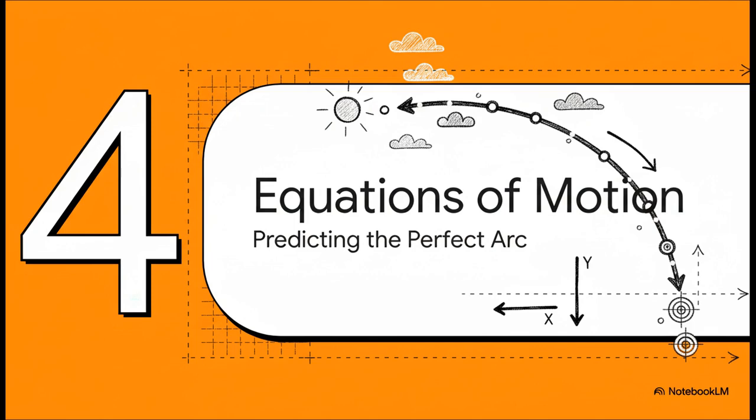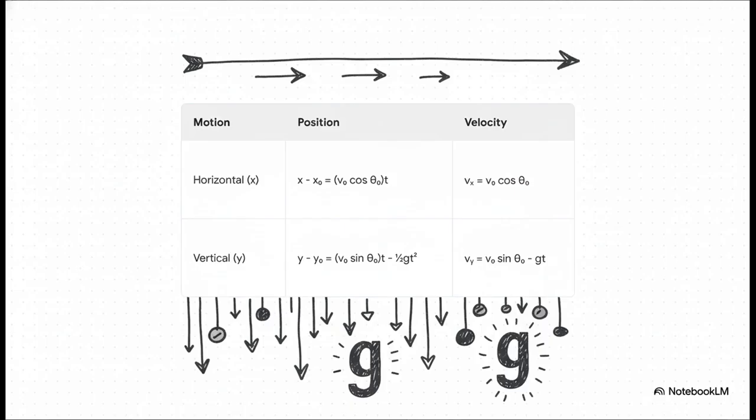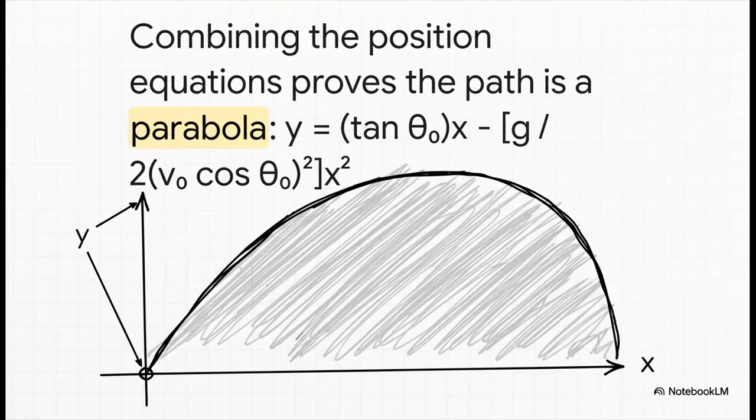Okay, now let's see how this incredible principle of independence gives us the power to write out the exact equations that can predict the path of any projectile. It's pretty cool. This table just lays it all out so perfectly. It really shows that separation we've been talking about. The horizontal equations up top are super simple. Position is just velocity times time. But look at the vertical equations below. They all have that little g term in them for gravity's acceleration, because that's the only dimension where gravity gets to play.